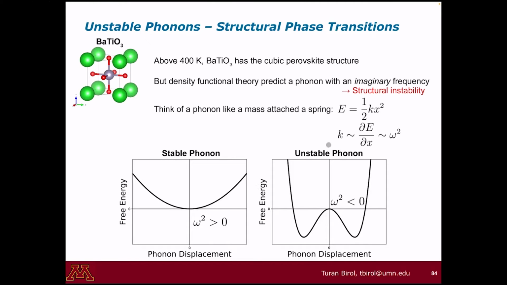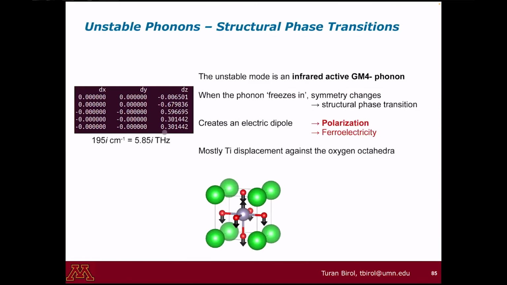And what you see when you do a phonon calculation in barium titanate is an unstable gamma 4 minus phonon, which has a very heavy contribution from titanium displacements against oxygens. It looks exactly like this. So when you do the DFT calculation, you see that there's this instability where the first row is barium displacement, it's tiny. Second row is titanium displacement, it's in minus z direction. And the last three rows are oxygen displacements. Again, the last two oxygens are displaced by equal amounts. This is clearly a gamma 4 minus mode. The frequency turns out to be 195 i reciprocal centimeters or 5.85 i terahertz.